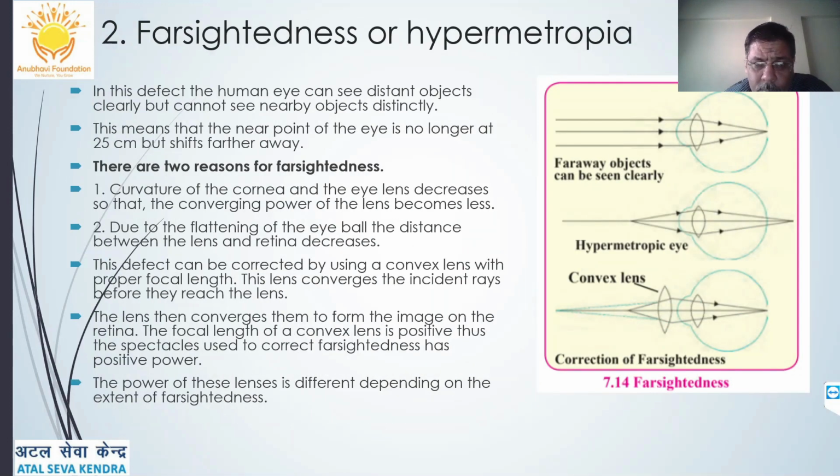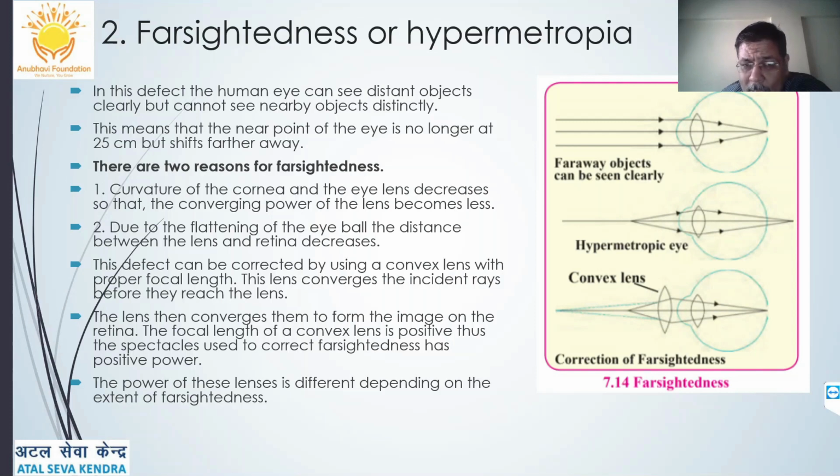Now coming to far-sightedness or hypermetropia. In this defect, the human eye can see distant objects clearly but cannot see nearby objects distinctly. You must have seen many people who have difficulty reading the newspaper or small font in books. Even I sometimes get this. As age increases, this is very common. This means that the near point of the eye is no longer at 25 centimeter but shifts further away.